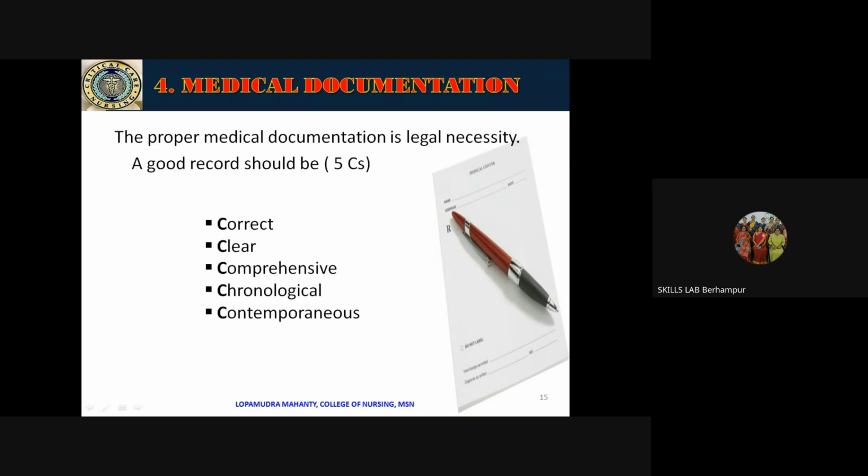Then the next point is medical documentation. Proper medical documentation is a legal necessity. A good record should follow the 5 C's, because they are very important. C for correctness: any written record must have correct information, clearly written. Another C, clear. Comprehensive: all things are included in the content and comprehensively understood. And chronological: chronologically arranged. And contemporaneous. These are the 5 C's we follow in our medical documentation.